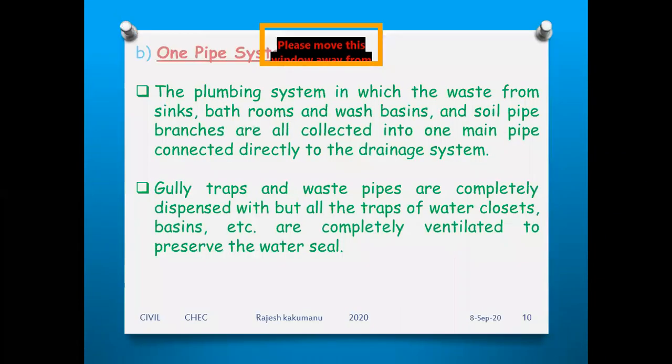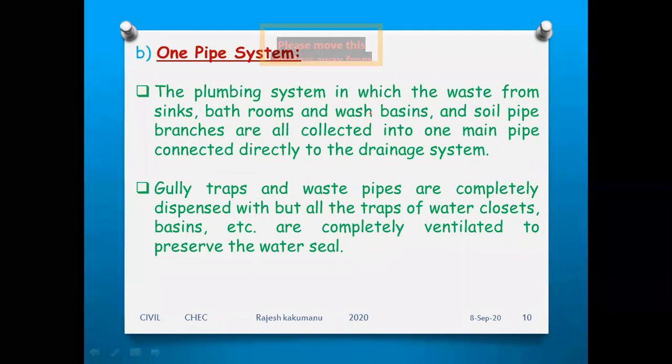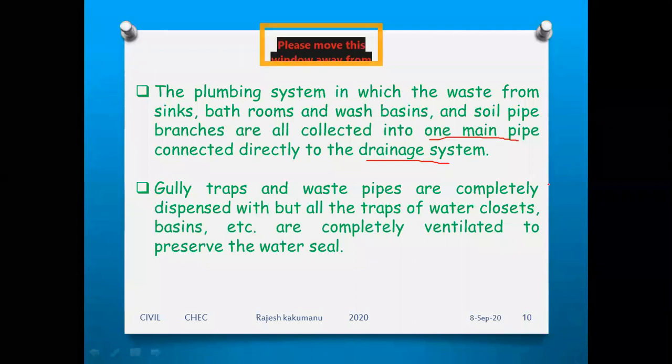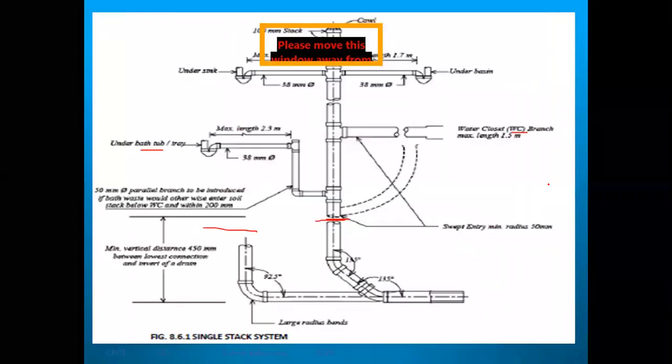Next one is the one pipe system. One pipe system means the plumbing system in which the waste from the sink, from the bathrooms, from the wash basins, from the soil pipe branches are all collected in the same one main pipe, collected directly to the drainage system.